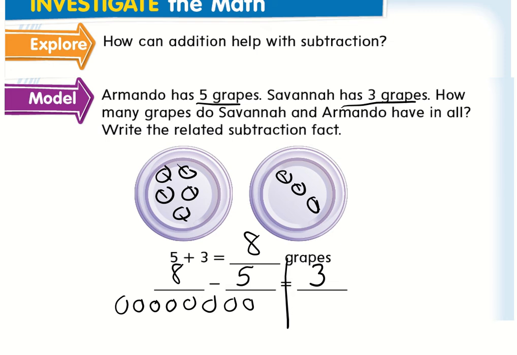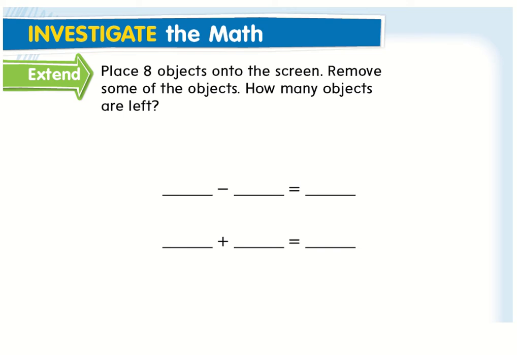So 8 minus 5, let's take away 5. 1, 2, 3, 4, 5, and then circle your remaining dots right there, boys and girls. And yes, it is. We have 3. So remember, a related addition and subtraction problem must use the same numbers even if they're in a different order. So let's investigate that a little further.